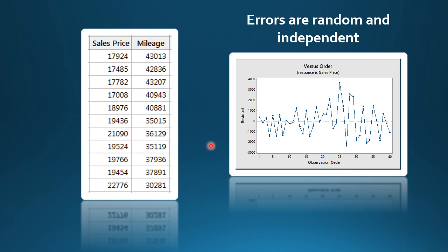The first observation on the graph corresponds to row 1 in the worksheet. For this plot to be useful, we need to enter data in the statistical software in the same order they were collected. If data were not collected in any meaningful order, or if the order is unknown, do not use this plot.